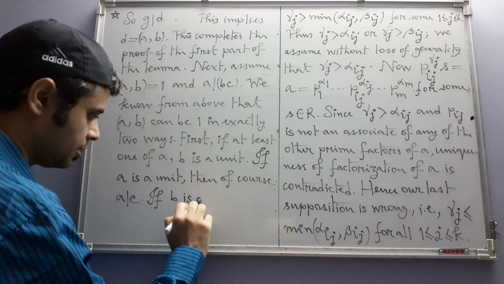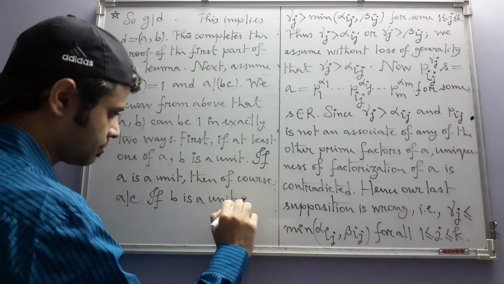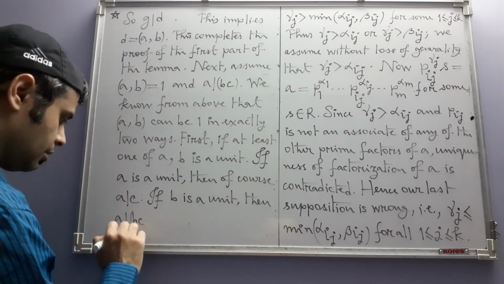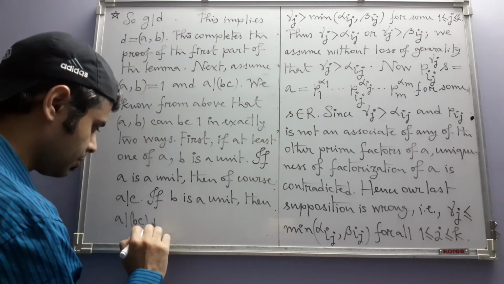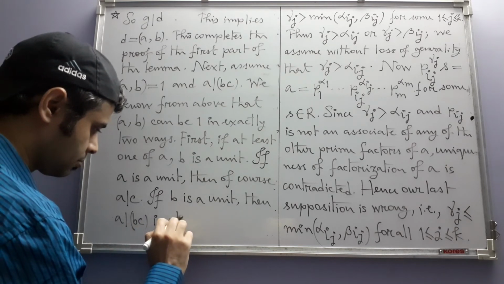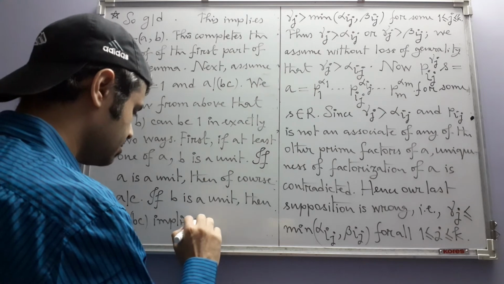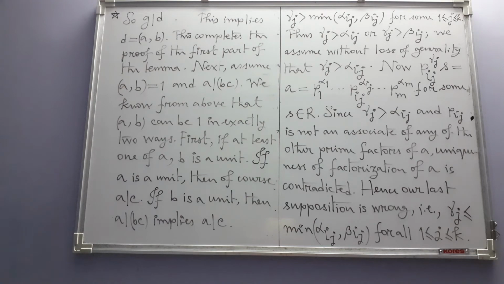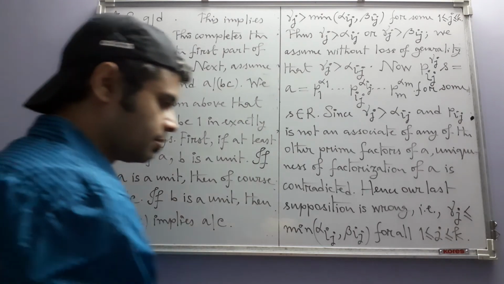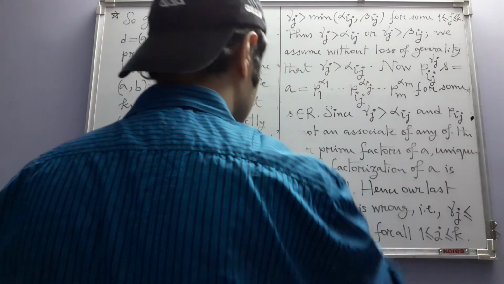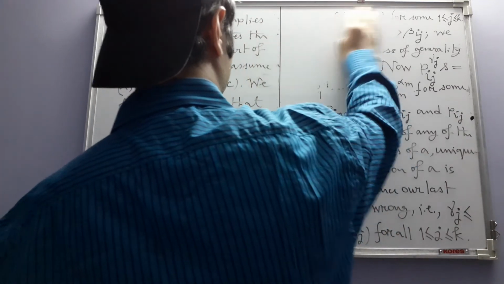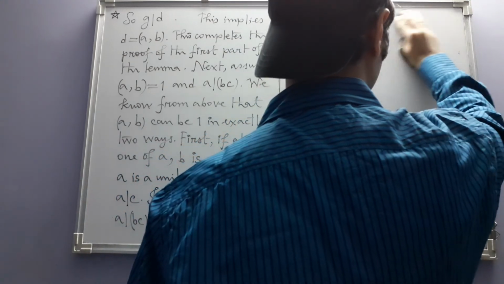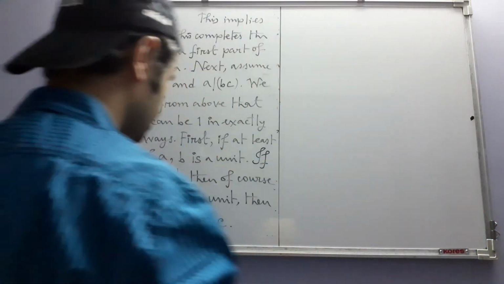If B is a unit, then A dividing BC automatically implies that A divides C. Why is that exactly true? Let us see. Let us see means I will just show it, I won't make it a part of the solution.